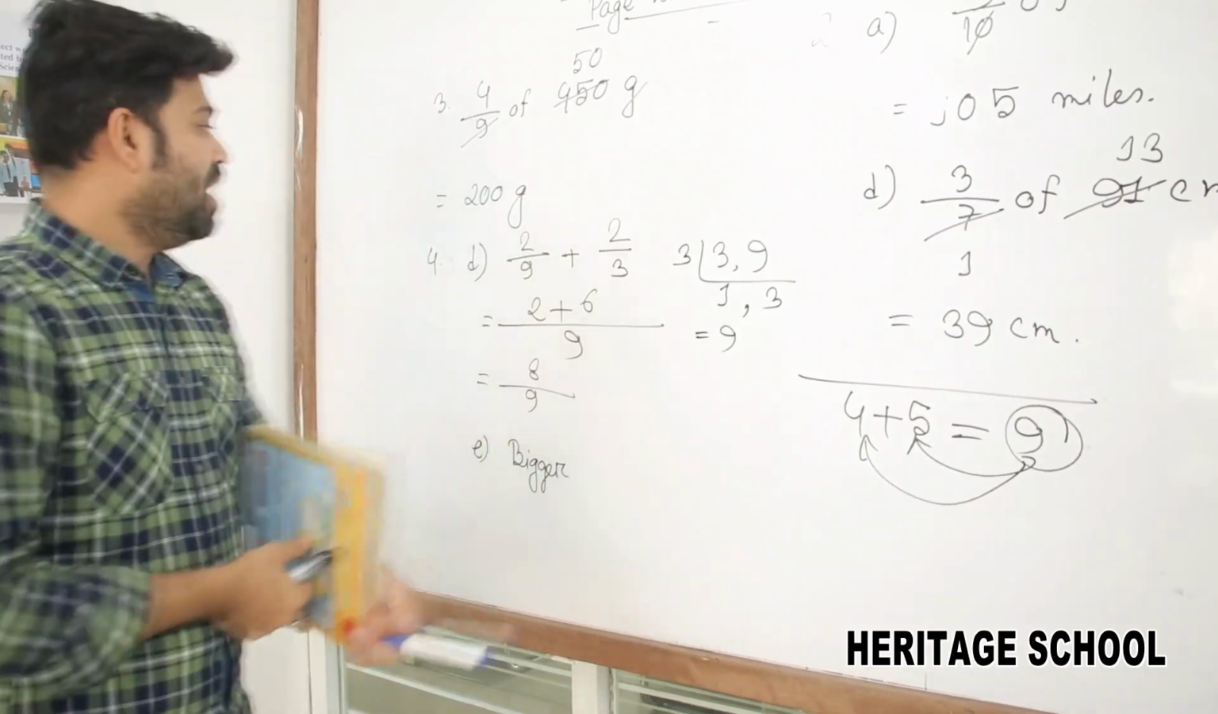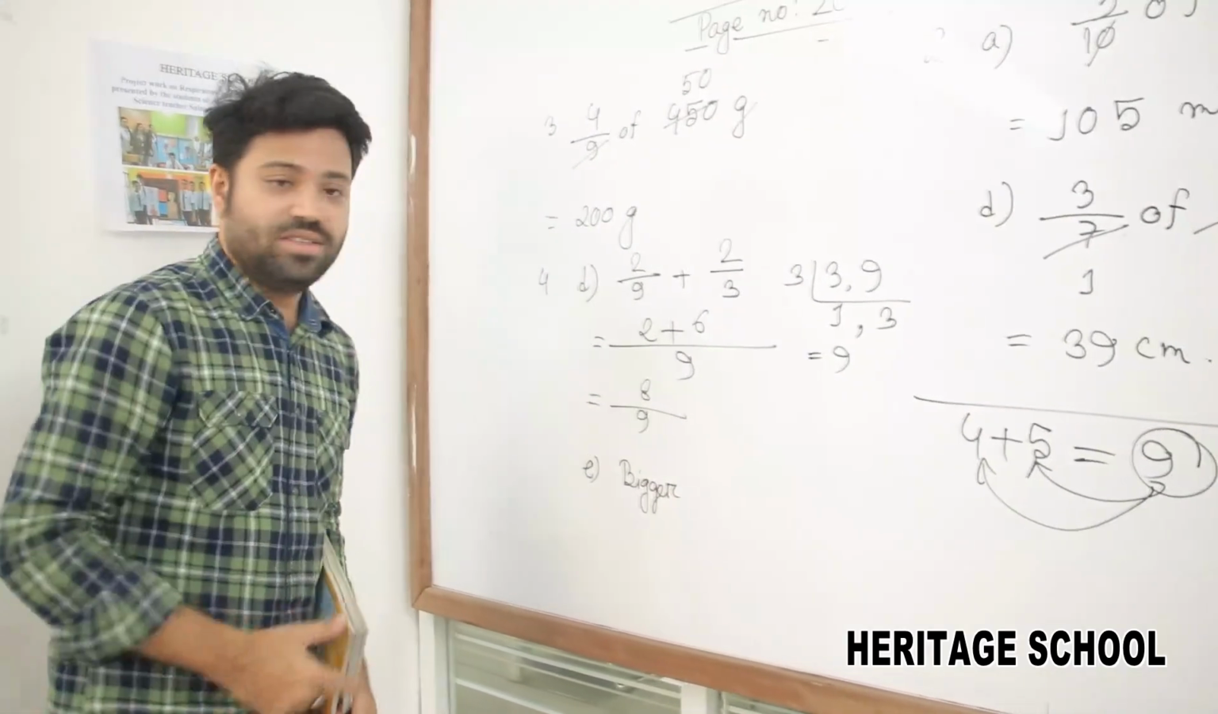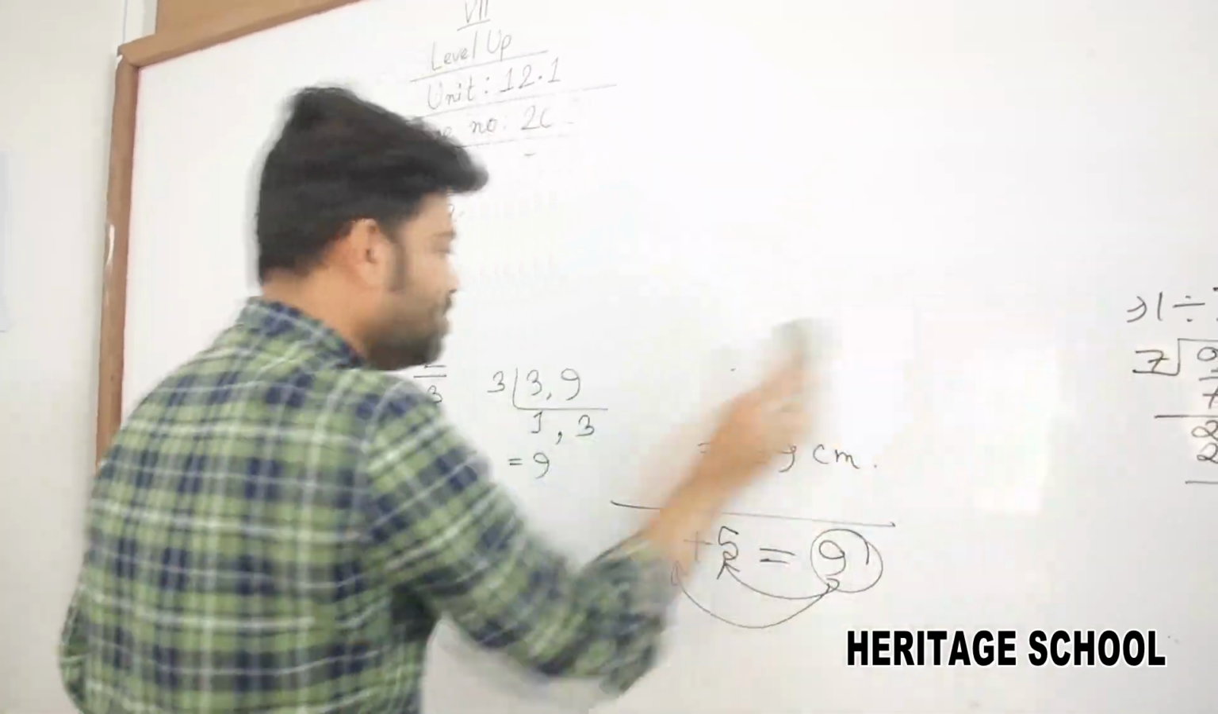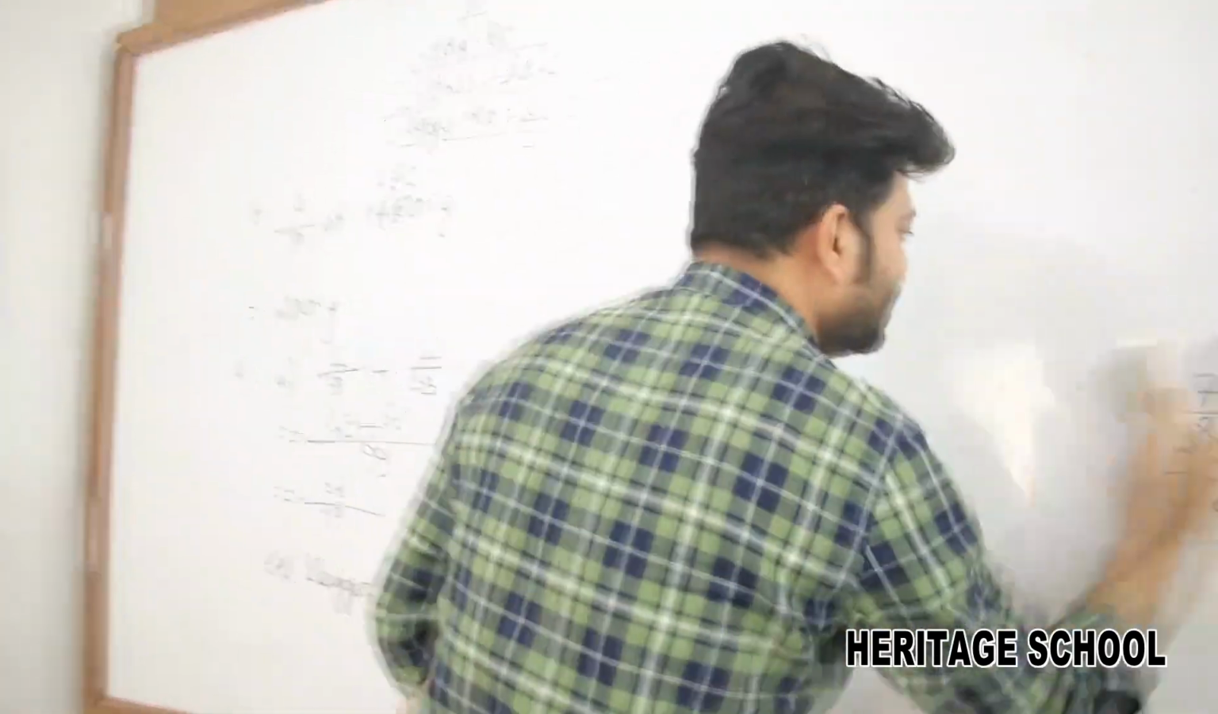Same as number 5, we have to subtract some fractions. Let's solve number 5 here.